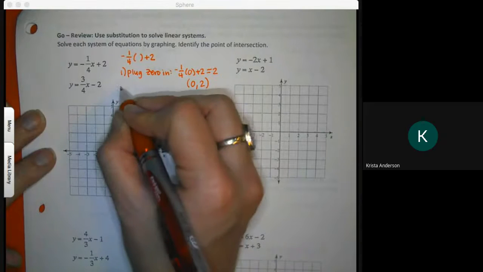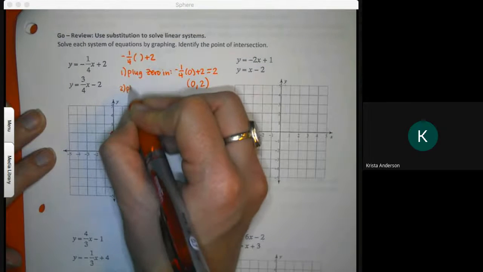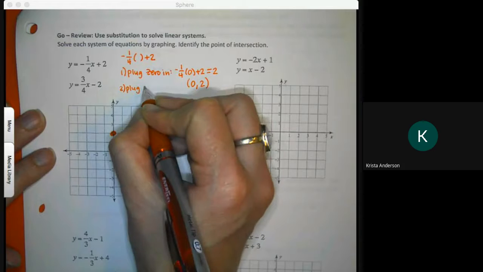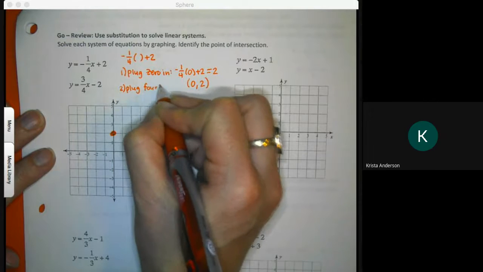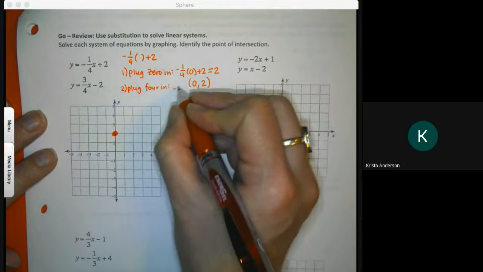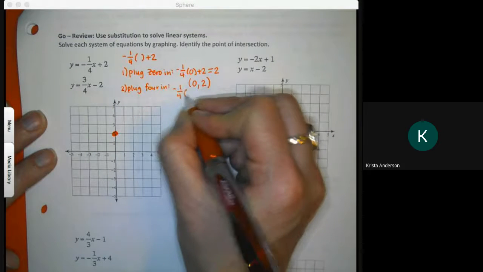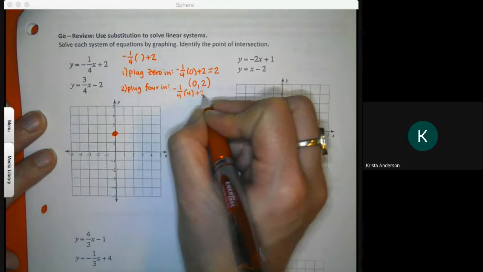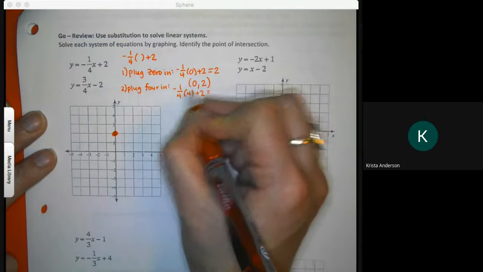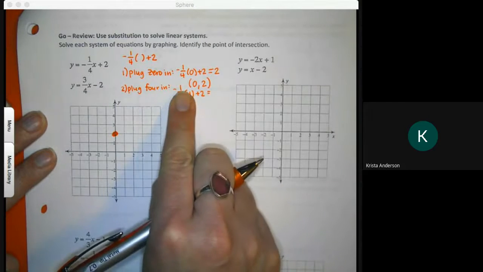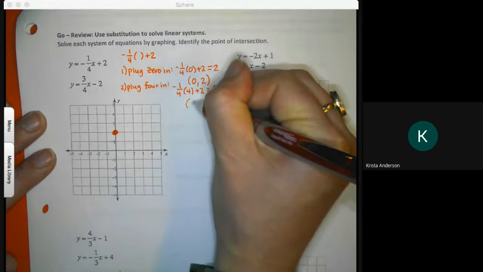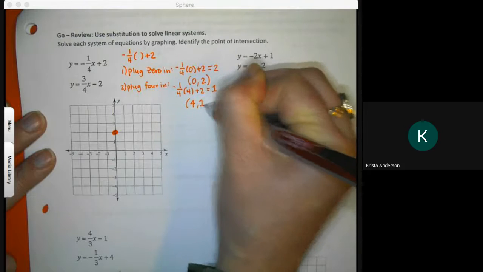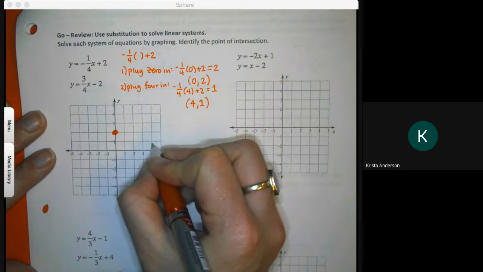The next number I plug in, I'm going to plug in a 4. Why did I pick 4 to plug in? Good job, denominator. That would cancel this out. Negative 1 plus 2 is a 1. That is where my next point would be.